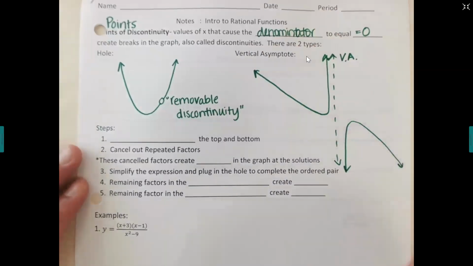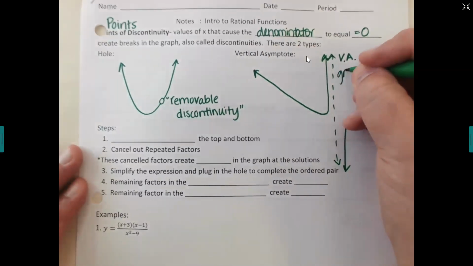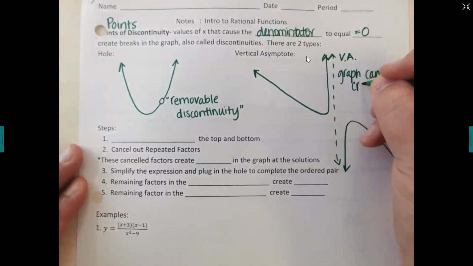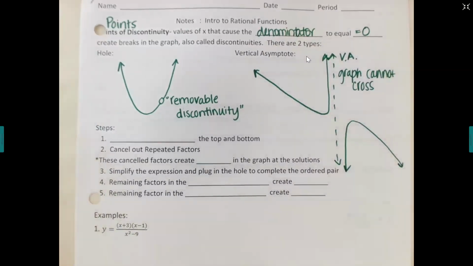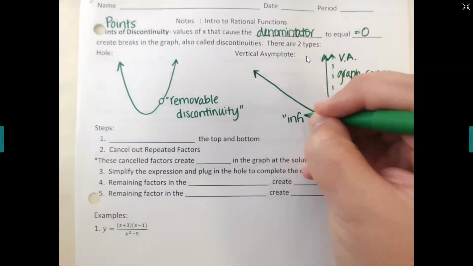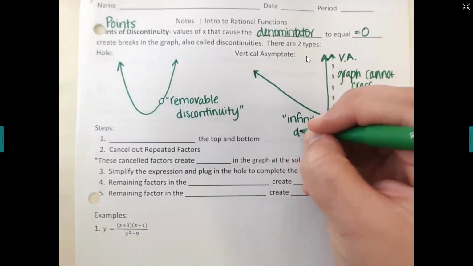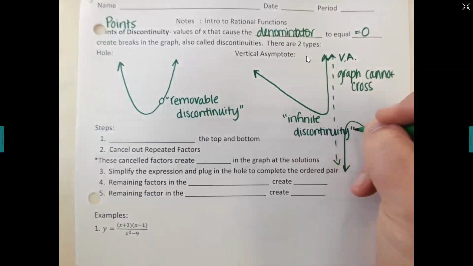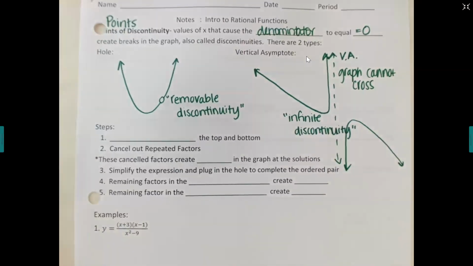Okay, but a vertical asymptote is going to be a line that your graph cannot cross. Okay, and it's going to happen at a particular x value. Okay, the technical word for that is going to be an infinite discontinuity. Okay, and you can imagine the reason it's called an infinite discontinuity is because your graph's going up or down to either positive or negative infinity.